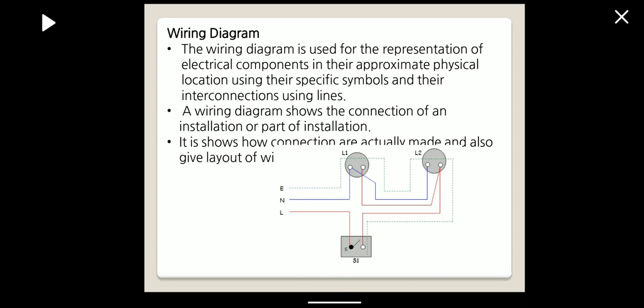The figure shows the wiring diagram. It is the wiring diagram for two lamps controlled by one switch, and both lamps are connected in series. So what is the wiring diagram? The wiring diagram is used for representation of electrical components in their approximate physical location using their specific symbols and their internal connections.